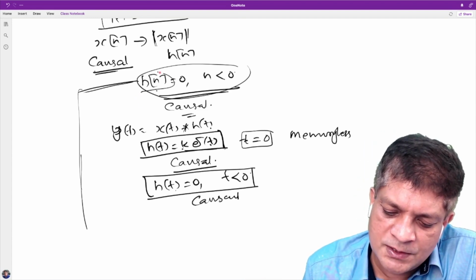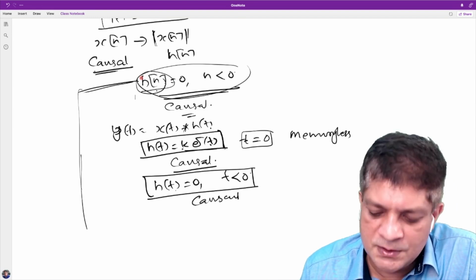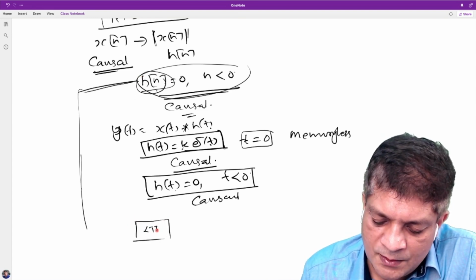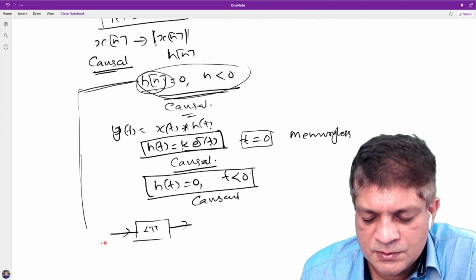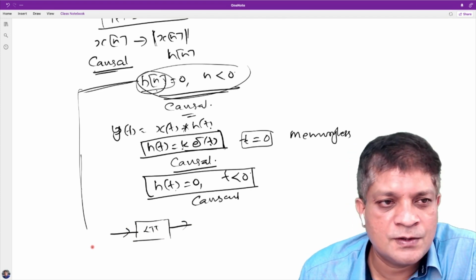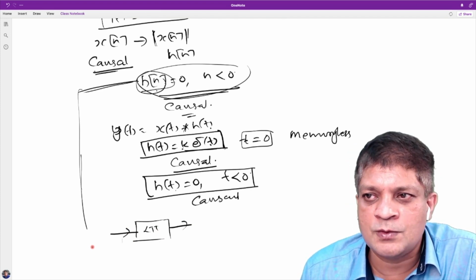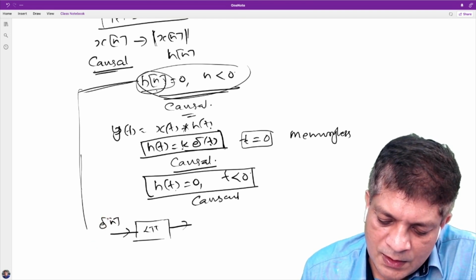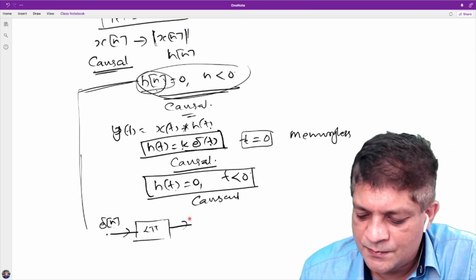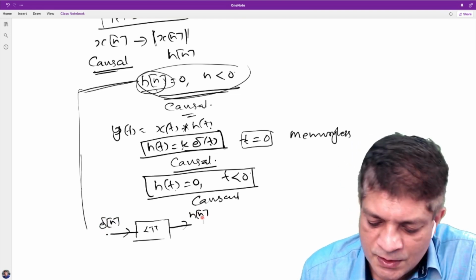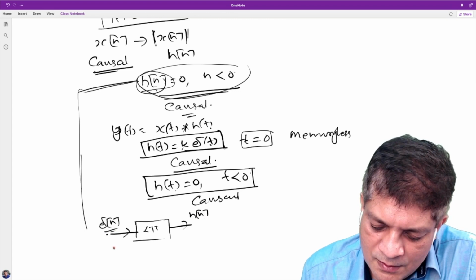Now, what is this impulse response? What is the impulse response of a system? You are given an LTI system. What is the definition of impulse response? It is the output for the input being the delta function. You are giving delta[n] as the input. Measure the output, that is h[n]. That is the impulse response. Now, what is this delta[n]?